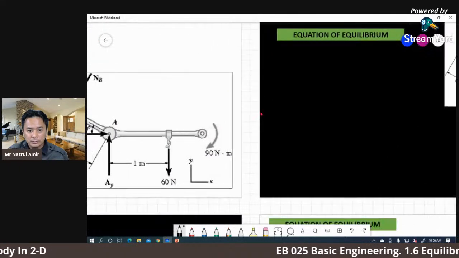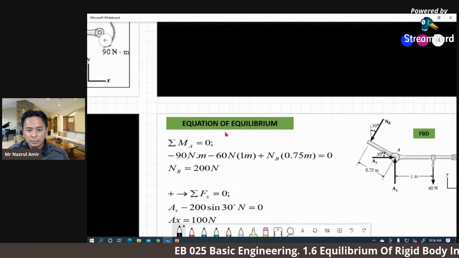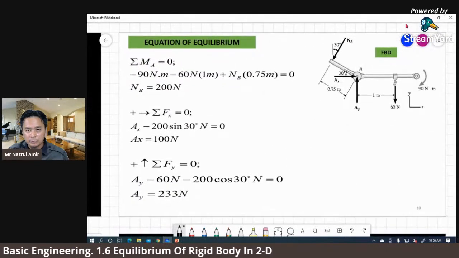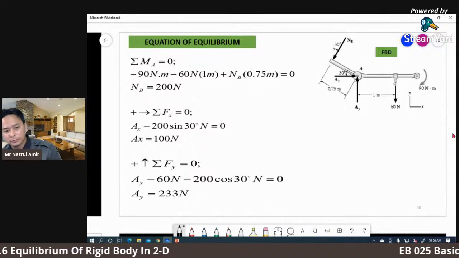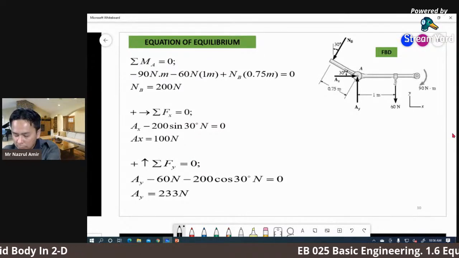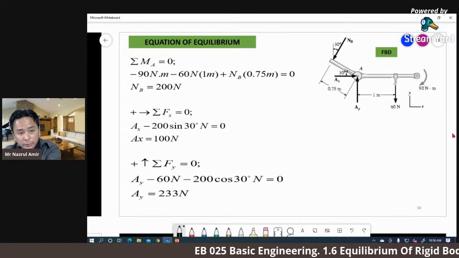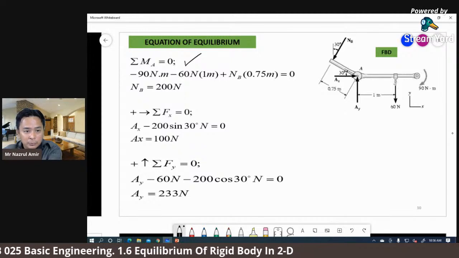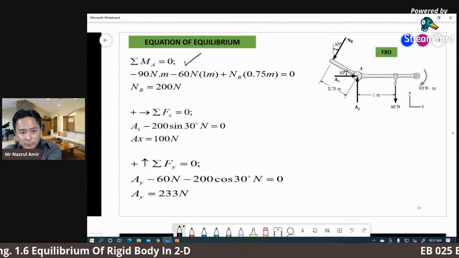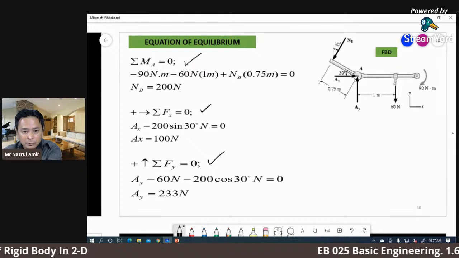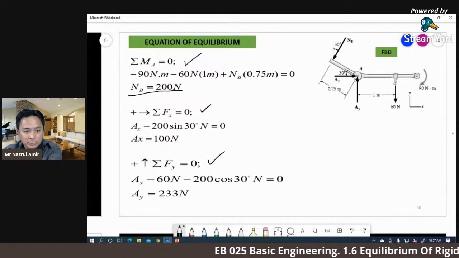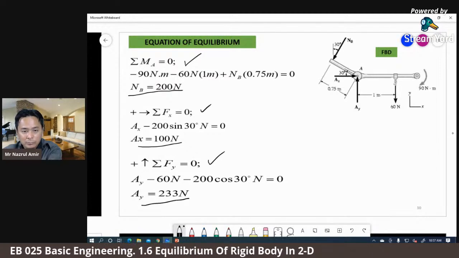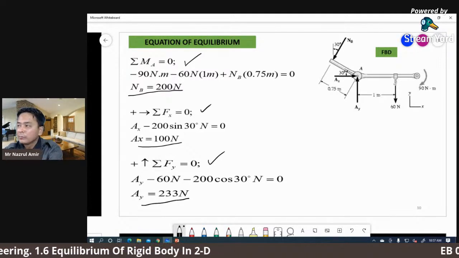Okay, so this is the full equation of the equilibrium rigid body. Okay, this is the full version of the equation. Okay, here summation MA equal to 0, summation Fx equal to 0, summation Fy equal to 0. So first step we get NB, and then second step we get AX, and the third step we get AY. Okay, so I will stop right now.